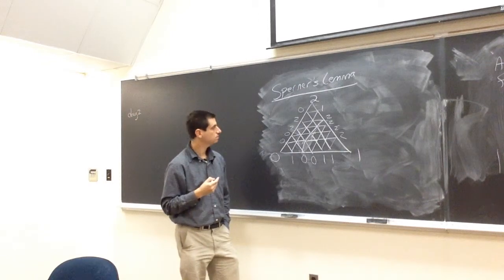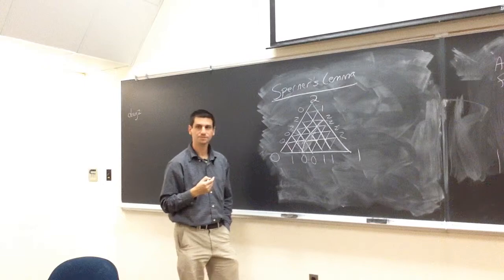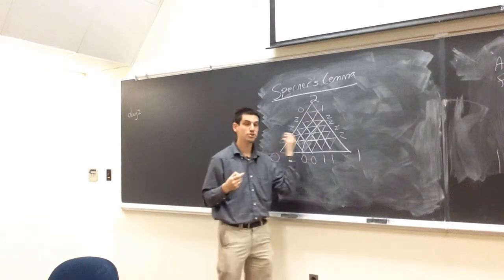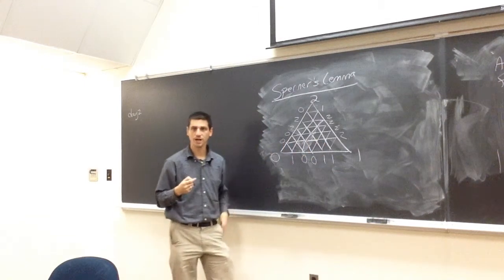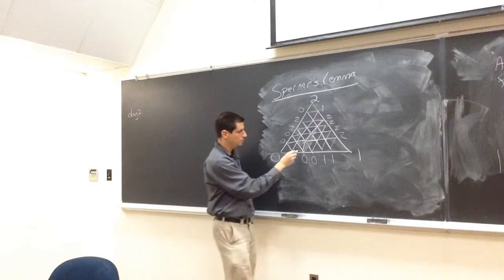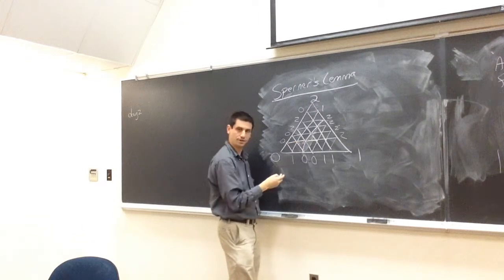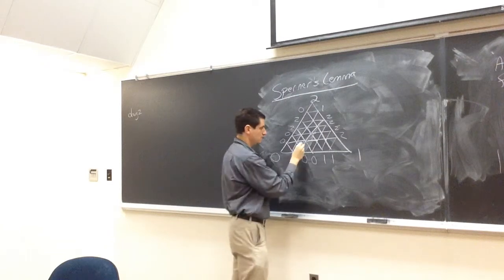Does the 0, 1, 2 triangle at the top count? No. It's got to be a smaller 0, 1, 2 triangle. So you've got 0, 1. What do you want to put here? 0. Zeros everywhere.